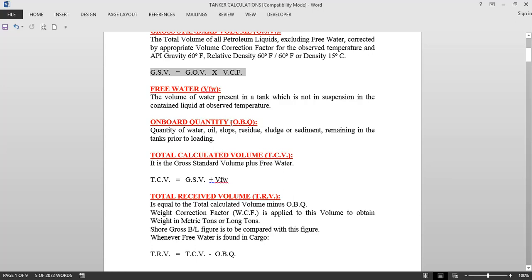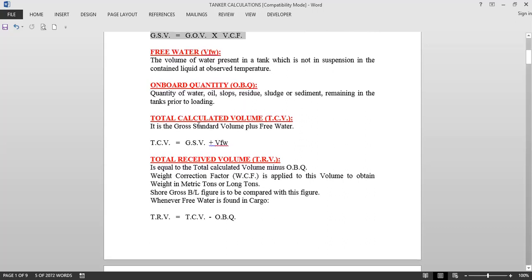One is OBQ. The second thing is the ROB, remaining on board. That is once you have finished discharging, you go for a survey of the tanks, and if you find any sludge or anything remaining at the bottom of the tanks, that remaining quantity is known as ROB, remaining on board. Right now we are not interested in remaining on board, we are interested in on board quantity, that is OBQ. That is the quantity which you have inside the tank before you commence loading.